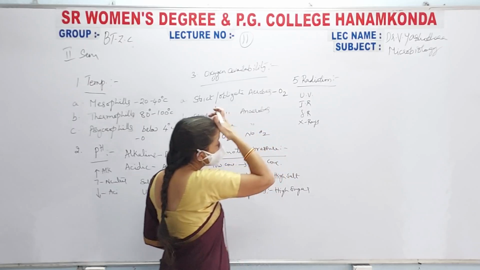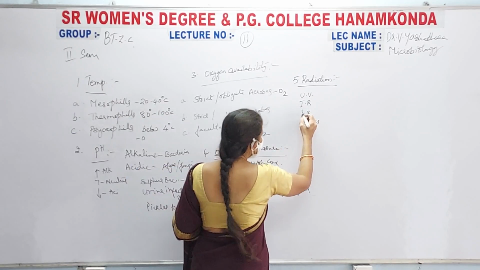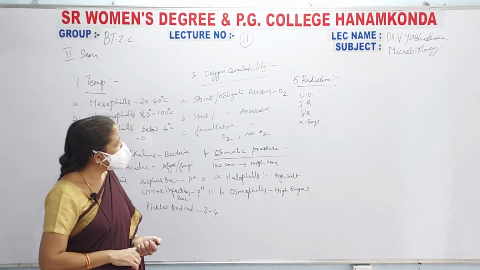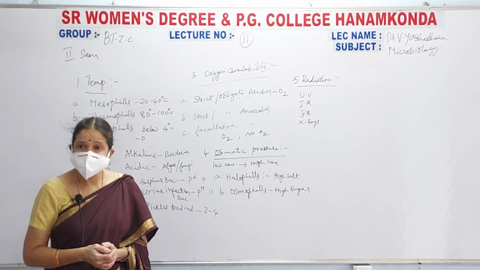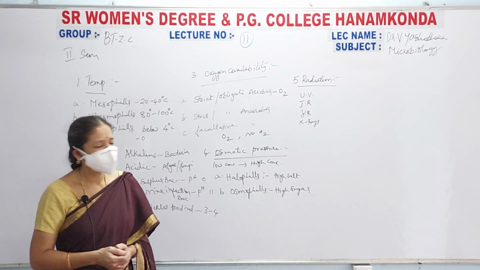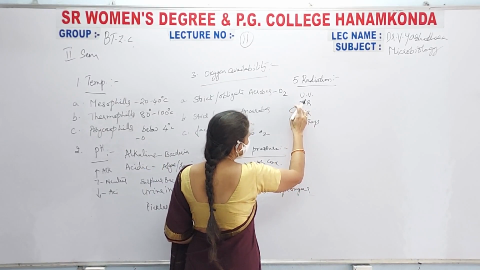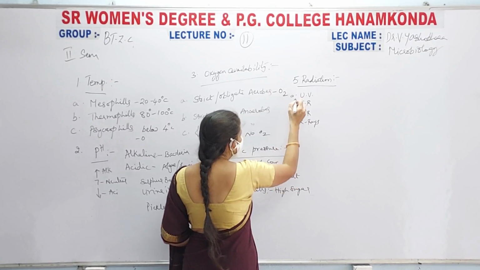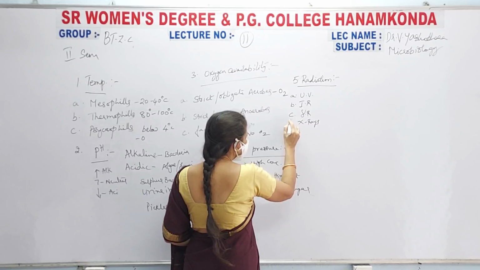These are the radiations which are generally observed. See here, gamma radiations are generally used for destroying the microorganisms or for damaging the nucleic acids of microorganisms. Now, these three, that is your IR radiation, this is A, B, C, D. Okay.